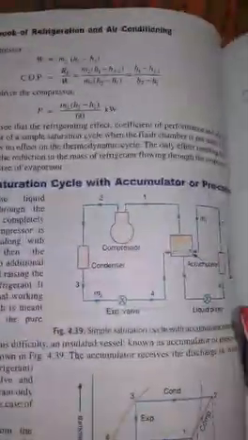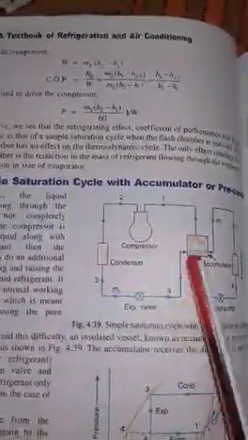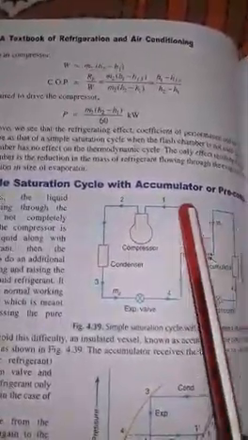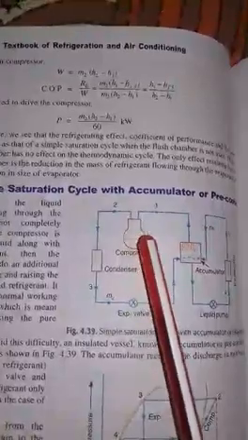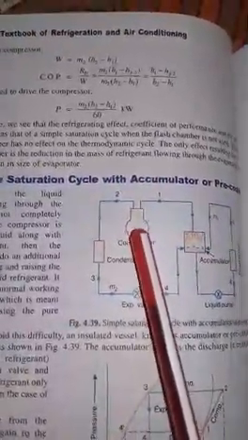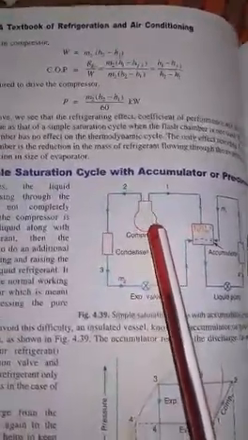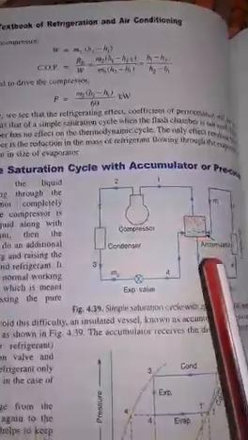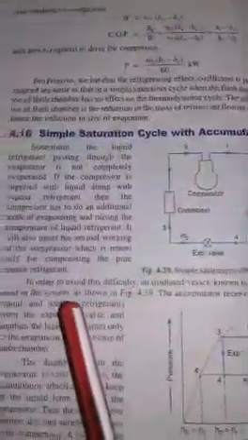Okay, so sometimes what happens is that from the evaporator, the liquid along with the gas goes directly to the compressor, which causes extra work to be done by the compressor, and moreover it will damage the compressor also, so that has to be avoided. For that we use the accumulator.